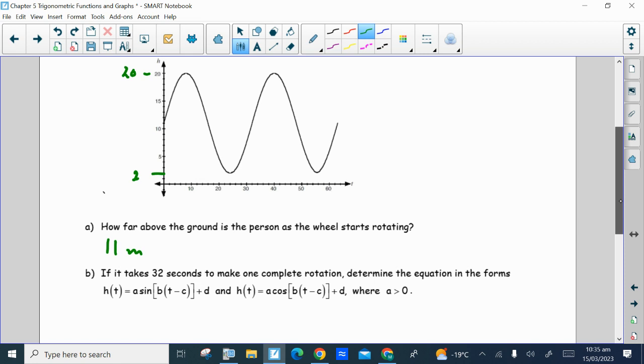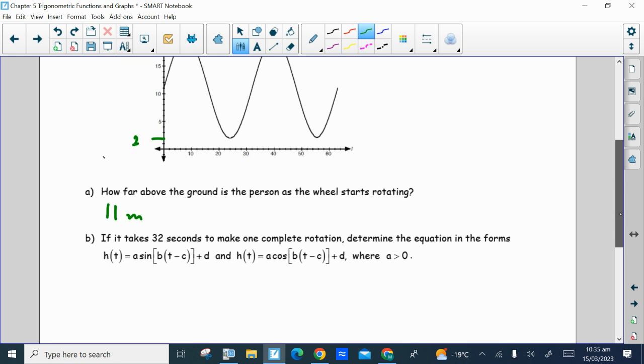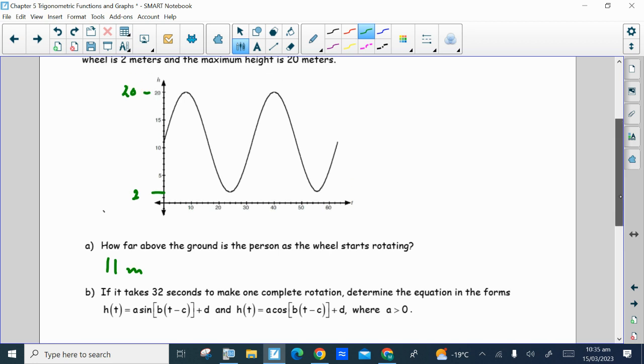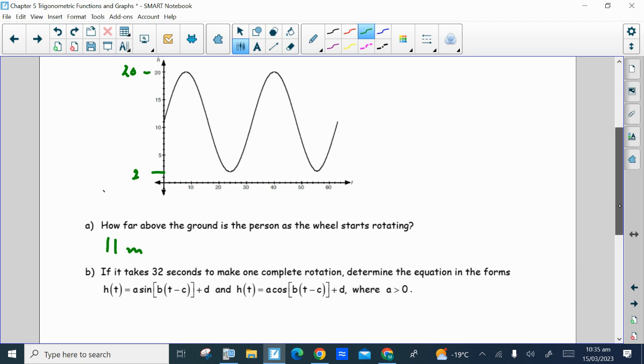And then it says it takes 32 seconds to make 1 complete rotation. Determine the equation in the forms, if it's a sine function as well as if it's a cosine function, and a is greater than 0. And it doesn't say that, but we always use the minimum possible phase shift. Okay, so before we can write the equations, there are some things that we need to know. We've seen before that our d value can be found by determining the horizontal midline, and that horizontal midline is like the average between the max and the min.